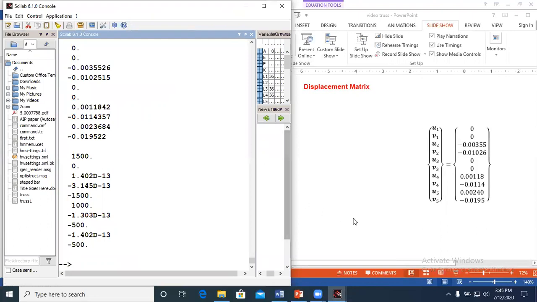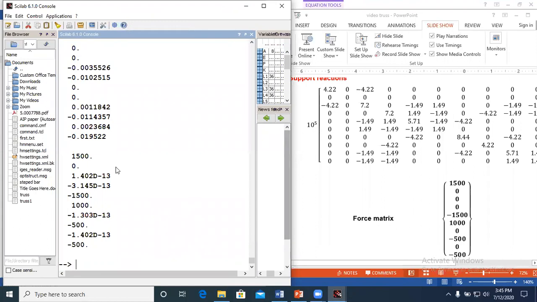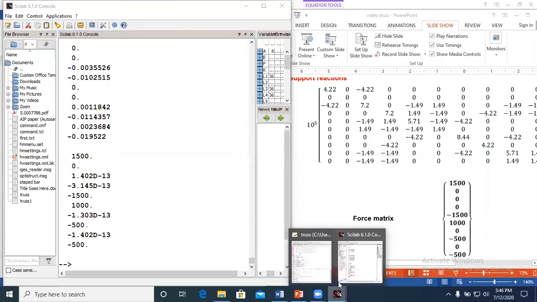Now you see this force matrix. It is 1500. Next is 0, 0, 0, minus 1500, 1000, 0, 500, 0, 500. These are the two forces and these are the support reactions. Addition of all these forces is equal to 0, that is, addition of forces in x direction and in y direction should be 0. Okay.